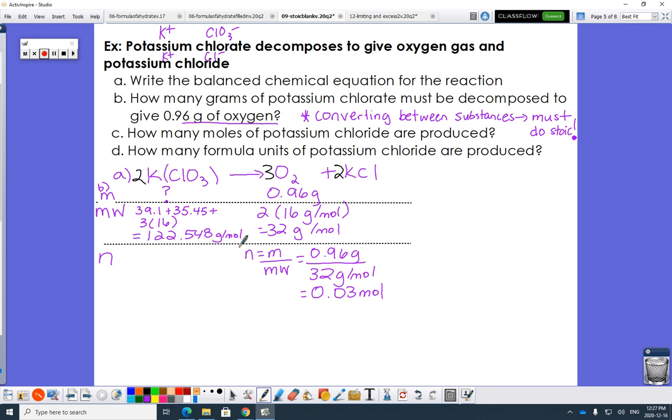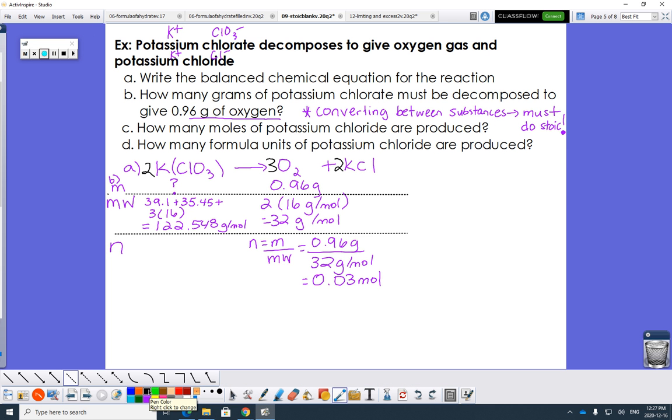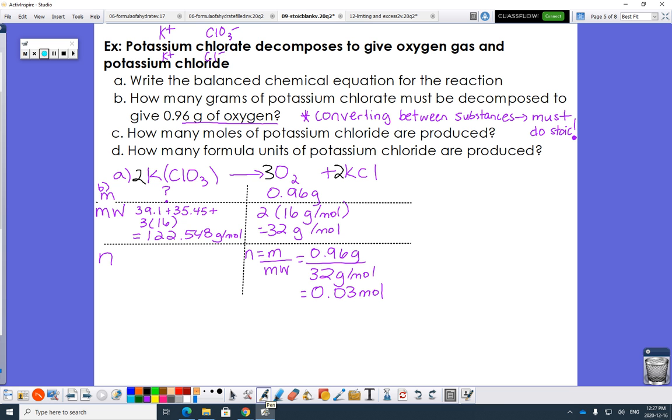Okay, easy to find. You can even put a dotted line here. Oops. If you like. But in order to get to mass, we need the moles. We don't have that. How can we get this mole into this mole? Well, that's Stoic, right? So change this into this.